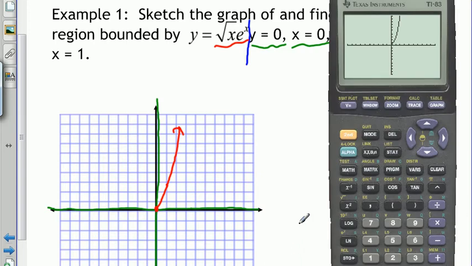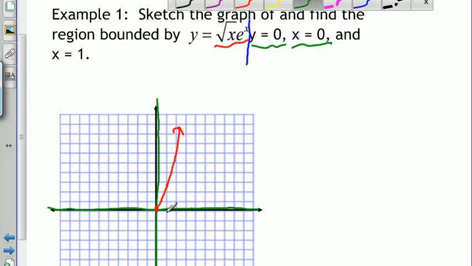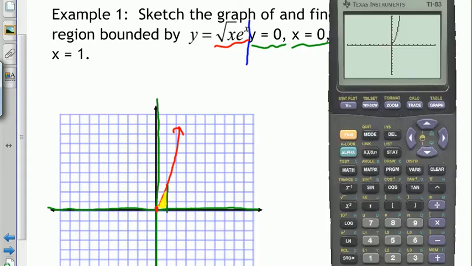So that's what they basically said. Oh, and they also gave us the boundary x equals 1. So I'm going to give you another boundary here. So you're looking at this tiny little space in here. If you're trying to figure out what you're trying to find the area of, it's the area of this. Okay. So we're going to use the graphing calculator to get us there.